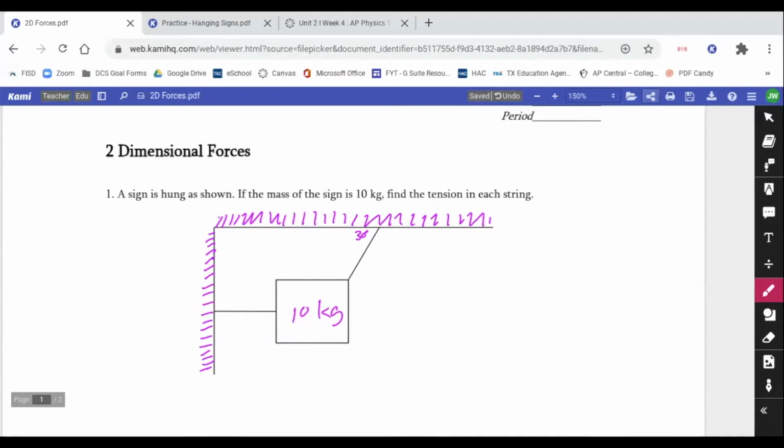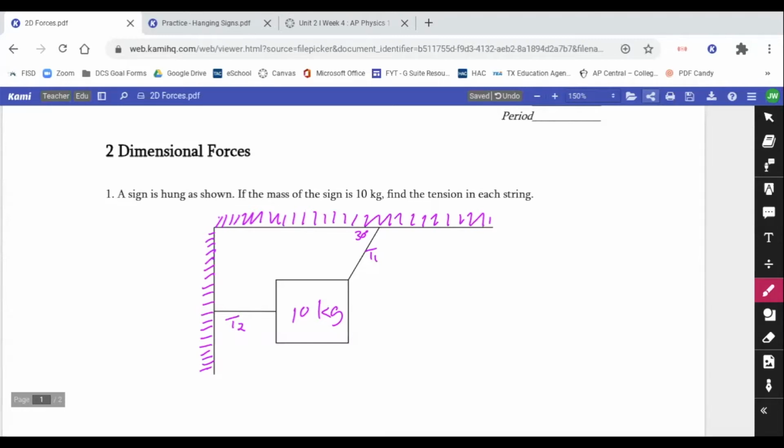Okay, I also want to identify the strings because I want to be able to talk intelligently with you about which one is which. So let's call the one on the top T1. Let's call the one to the left T2. It'll just make it easier as we diagram these to be able to say, hey, I'm talking about T1, I'm talking about T2. Now T2 is pulling the sign to the left, where T1 is pulling the sign upward and also to the right.